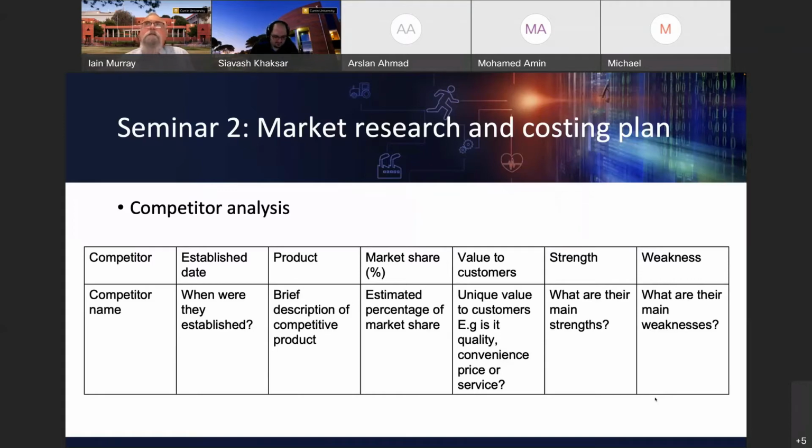What product is similar to yours? How much of the market share have they got? And there's some really good examples of this in the computing industry. If we look at Apple and Microsoft as prime examples, nobody thought Apple would survive because they had such a small market share.